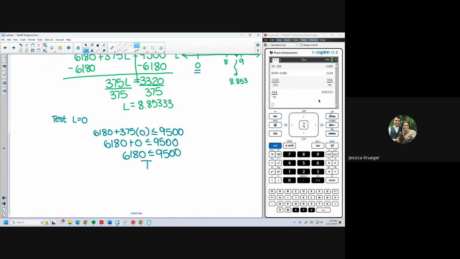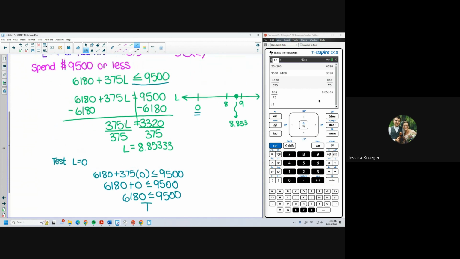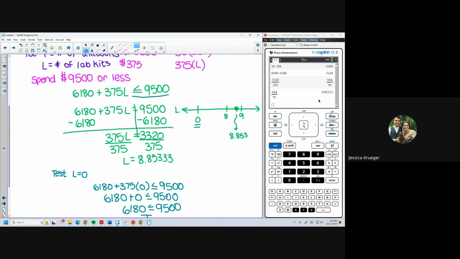And that is true. If all I buy is the books, if I buy 0 lab kits and 30 textbooks, then I know that I'm going to be under budget. So 0 makes it true. So I've got to shade this direction.